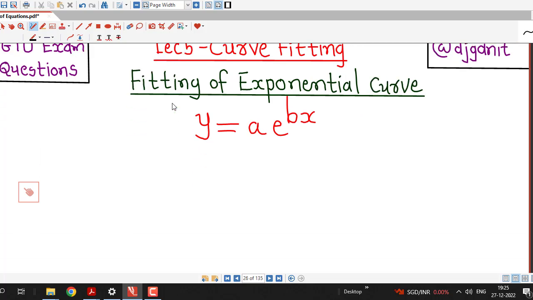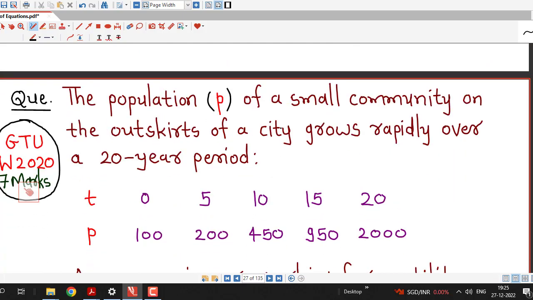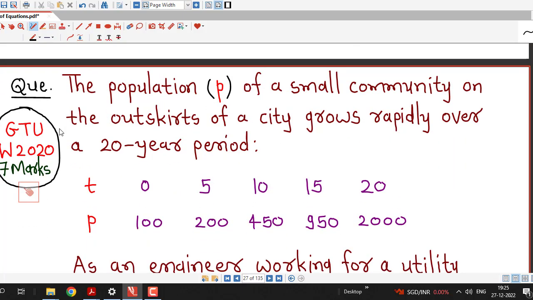So here we are going to discuss one problem in which we will fit this exponential curve of the form y equal to a times e raised to bx. So let's discuss this problem, which is on fitting of exponential curve. This question was asked in GTU Winter 2020 exam for 7 marks. First we read what is this question about.